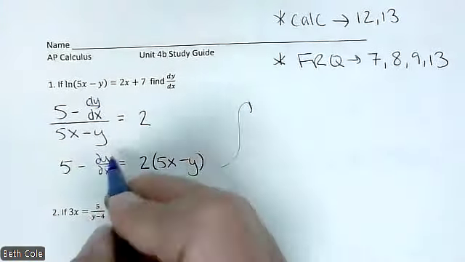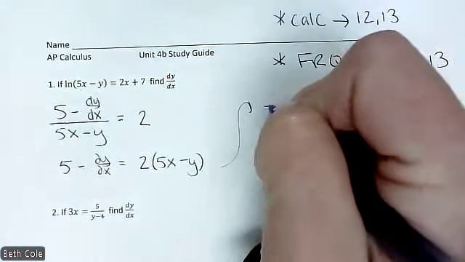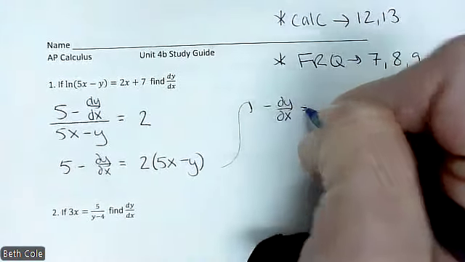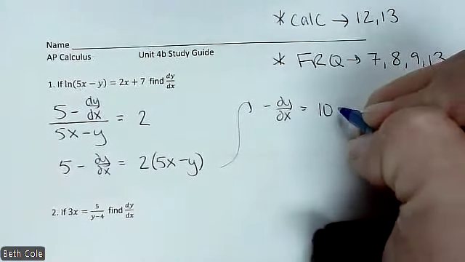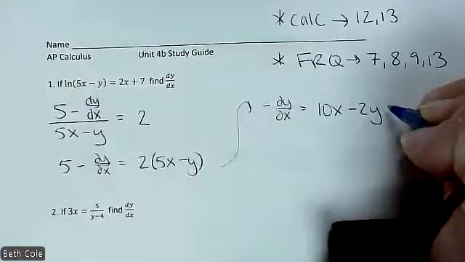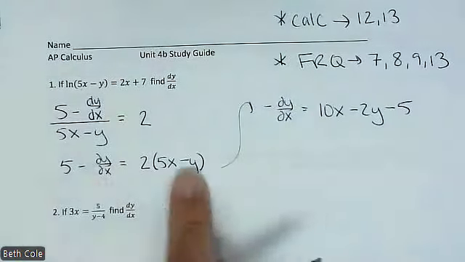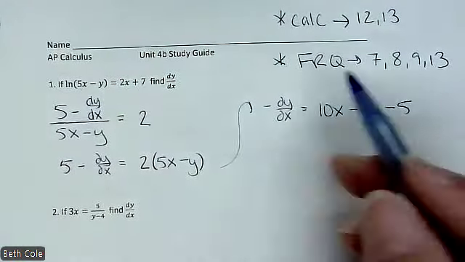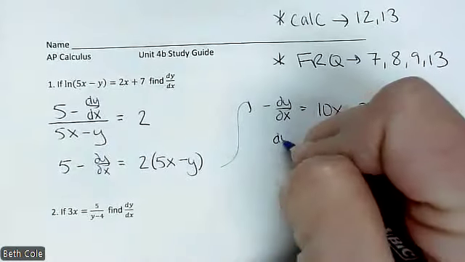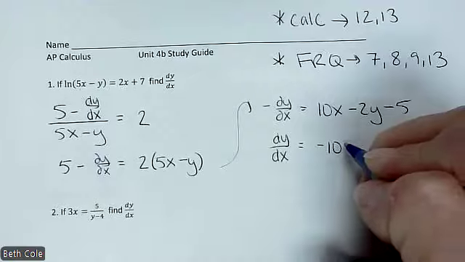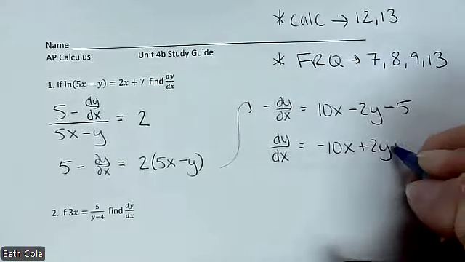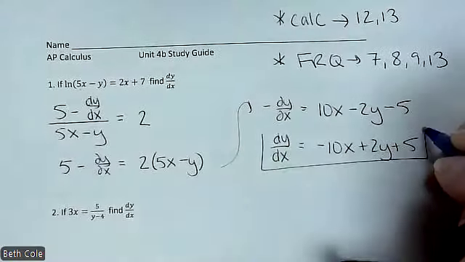I'm going to come up here. So it's unfortunately negative dy dx equals, you distribute this. Yes, you are correct. I heard you saying the answer here. 10x minus 2y, and then we have to subtract the 5 over. And because it's negative dy dx, everything is going to flip-flop its sign. So it would be negative 10x plus 2y plus 5.